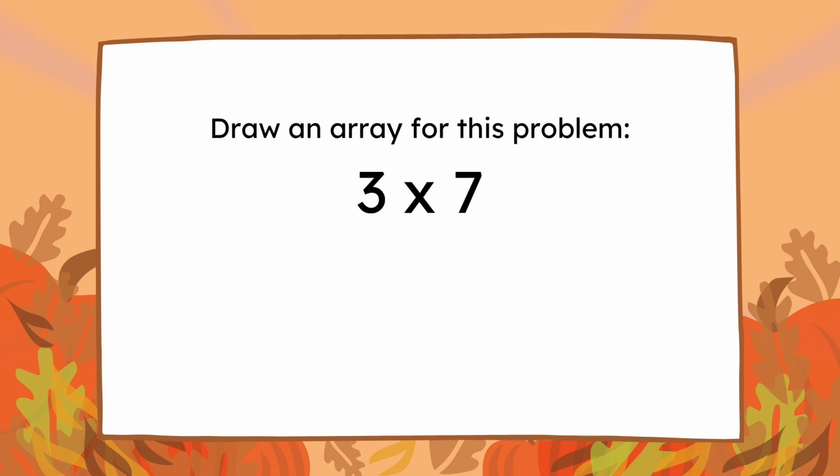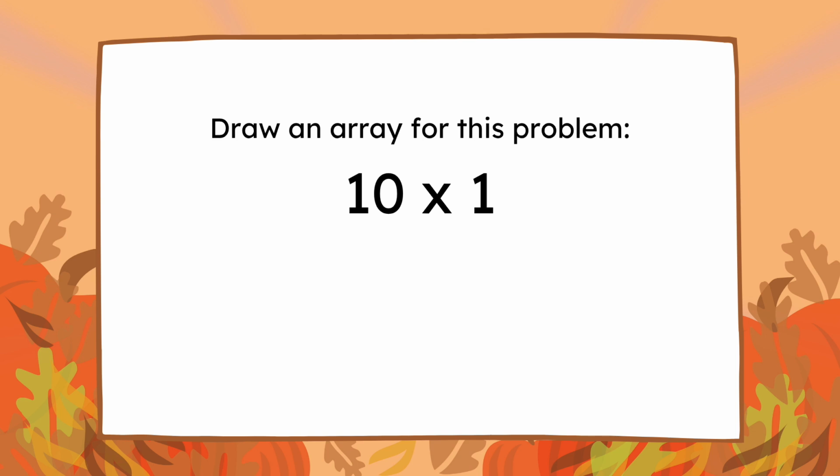Okay, next one. Draw an array for this problem. We'll do another food. We'll do pizza. Okay, so first we're going to draw our rows. 3 rows of 7 columns. Okay, we're going to do 3 rows. 1, 2, 3. Draw the pizzas. 7 columns. 1, 2, 3, 4, 5, 6, 7. What's 3 times 7, class? 21. Yeah, 21 pizzas.